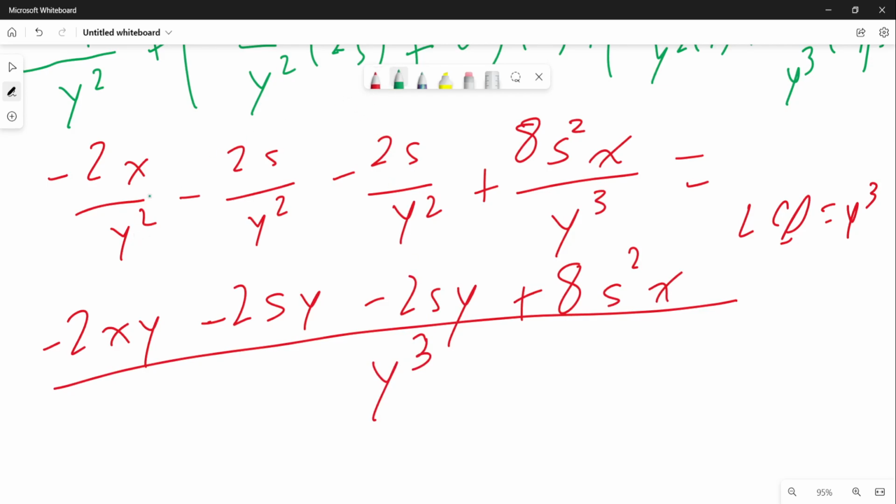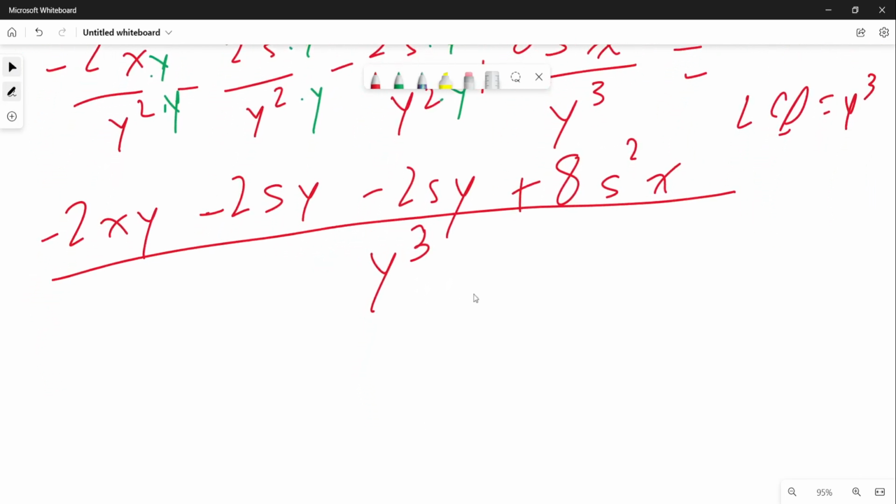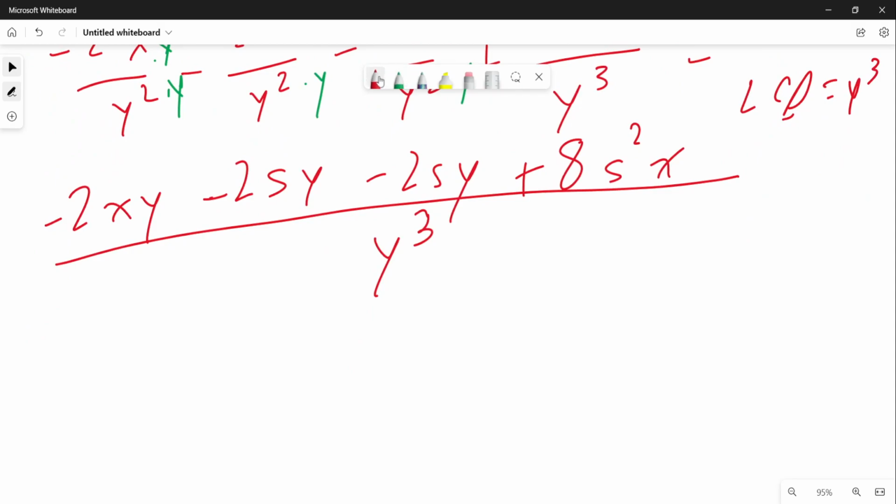See, if it's not clear what I did, y over y here times y over y here times y over y here to make it be y third on the bottom of all of these. 2xy, 2sy, 2sy, 8s squared x. And now I plug in and I cross my fingers and hope that it matches the answer that's in the book. So let's see, x was s plus t squared.